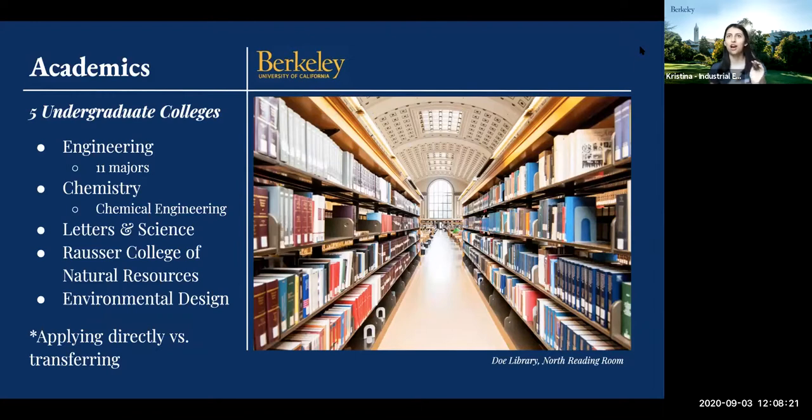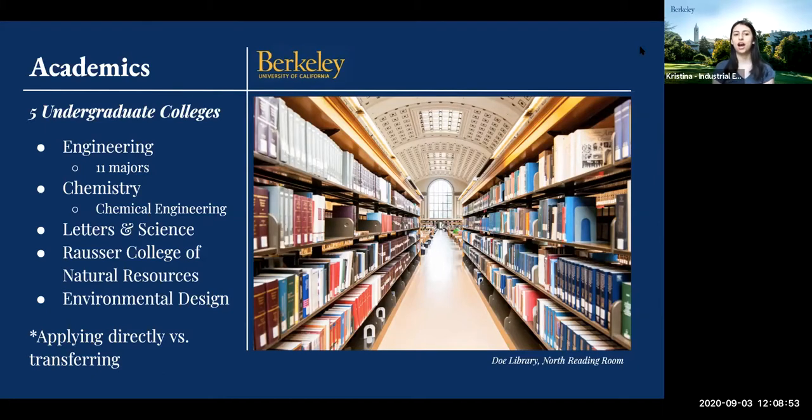Yeah, so of those almost 32,000 undergraduate students that Paulina talked about, we're all divided into 5 undergraduate colleges. So the one we're going to be focusing on today is the College of Engineering. There are 11 majors in the College of Engineering. We're also going to be talking about the College of Chemistry because the College of Chemistry does have 1 engineering major located inside of it, and a total of 3 majors overall. So we're going to briefly go over the College of Chemistry as well, just to give you a little bit of insight in case you're interested in that as well.